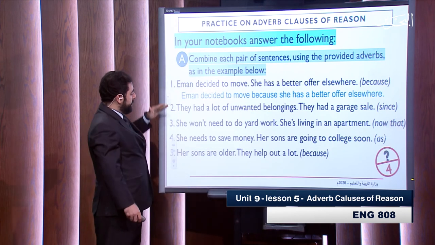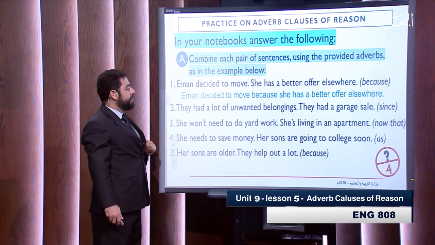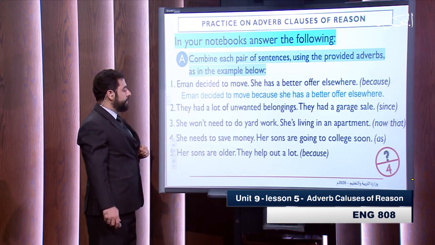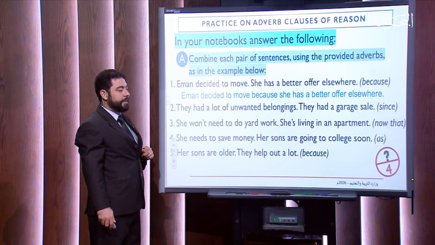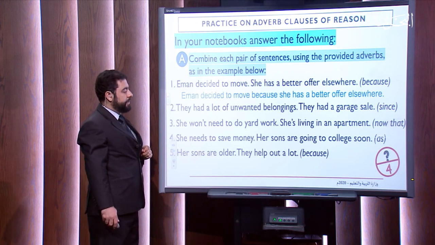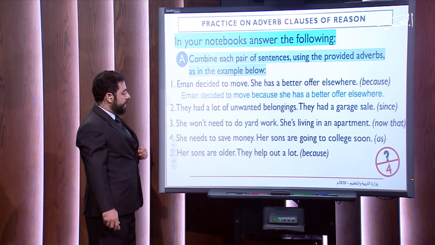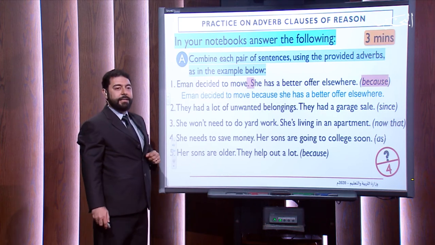Now, your task is to combine 2 to 5. Let me read them for you. 2. They had a lot of unwanted belongings, full stop. They had a garage sale. You have to use since. 3. She won't need to do yard work, full stop. She's living in an apartment. Now that. 4. She needs to save money, full stop. Her sons are going to college soon. You have to use as. 5. Her sons are older, full stop. They help out a lot. You have to use because. And you have 3 minutes to answer this.